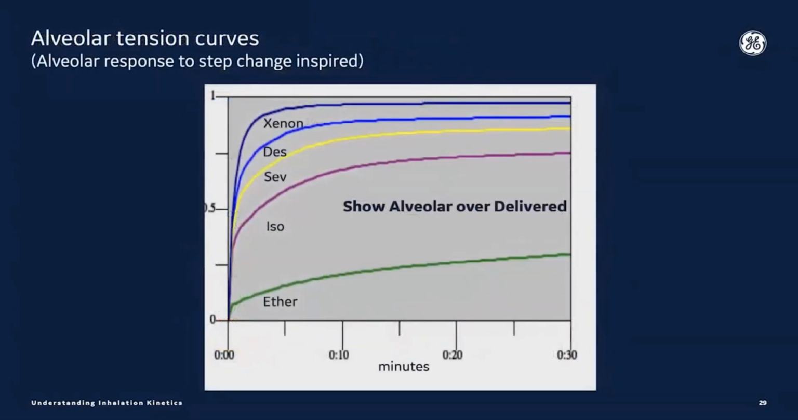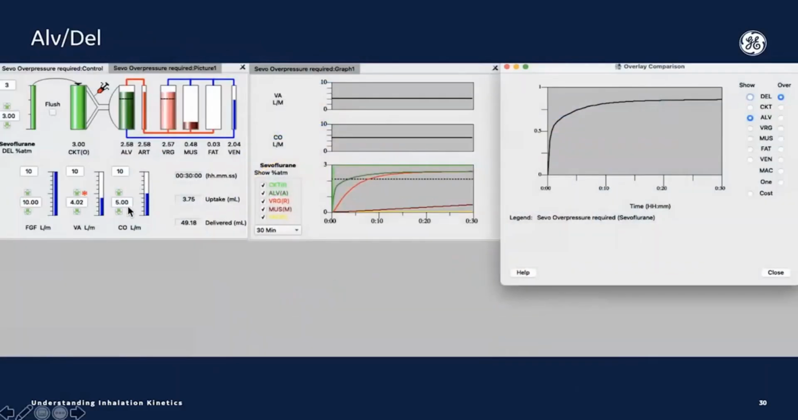If we now plot the graph of the complete alveolar tension curve, that is, including venous return for each of our anesthetic agents, we see the curve looks like this for ether, isoflurane, sevoflurane, desflurane, and xenon. These are the curves that we have seen in textbooks that describe what's called the alveolar tension curve. So we've been looking at the alveolar concentration in response to a step change in the delivered or inspired concentration.